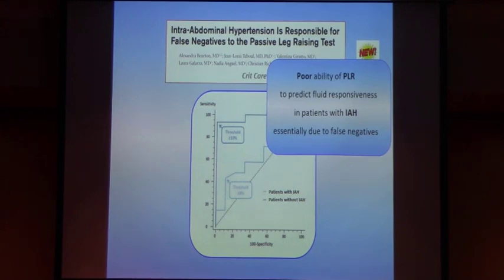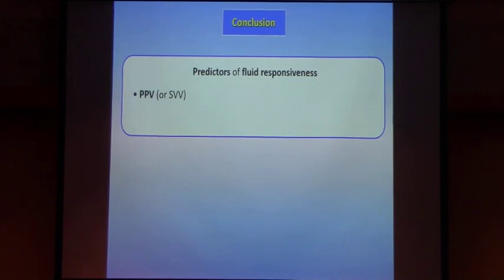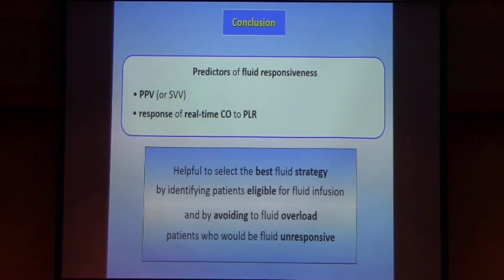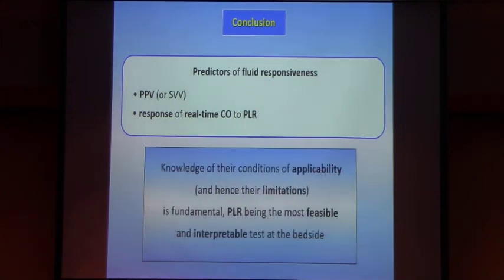So my conclusion: we have predictors of fluid responsiveness, pulse pressure variation or SVV, but they are not feasible or interpretable in many conditions. But we have the response of real-time cardiac output to PLR, which is good, and all these markers are helpful to select the best fluid strategy by identifying patients eligible for fluid infusion and by avoiding fluid overload in patients who would be fluid unresponsive. Knowing their conditions of applicability and their limitations is fundamental, PLR being the most feasible and interpretable test at the bedside.